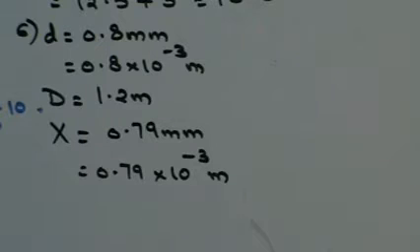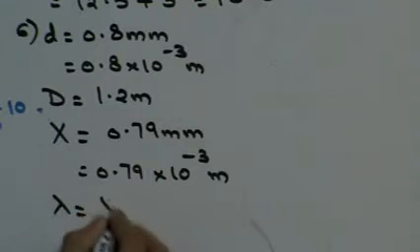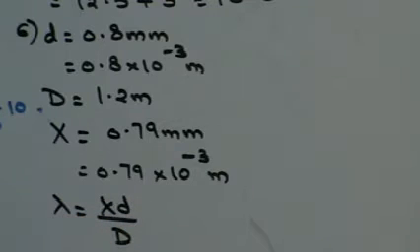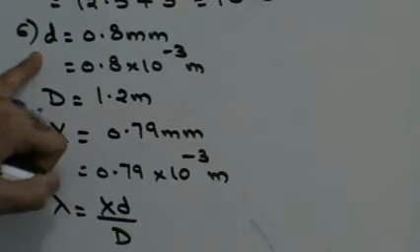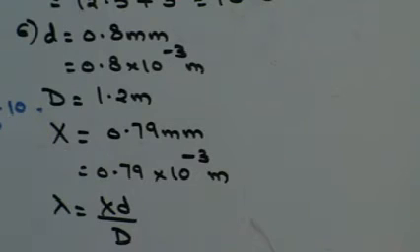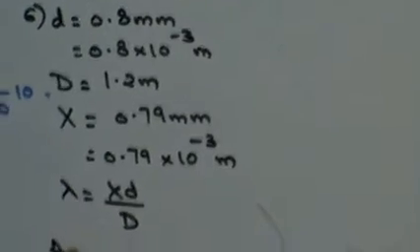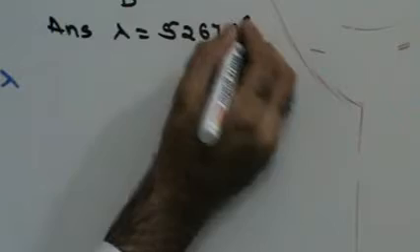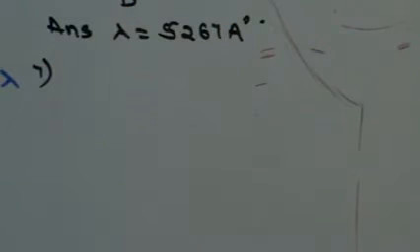Straightforward sum. Fringe width x is lambda D by d, right? You have all three values: the fringe width, the distance between the slits, and the distance of the screen. Straight substitution, you should get the answer. The answer for this should be 5267 Armstrong units. I'm not solving this. Next, take down the next one please.